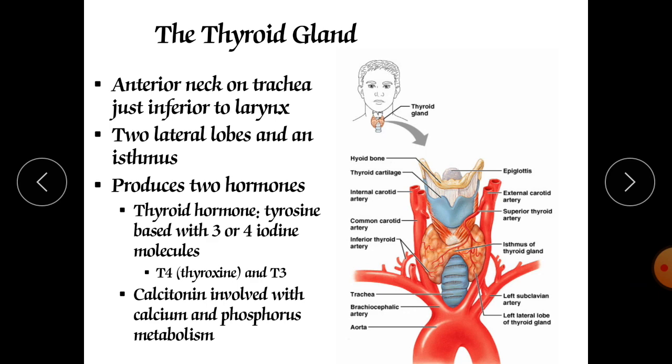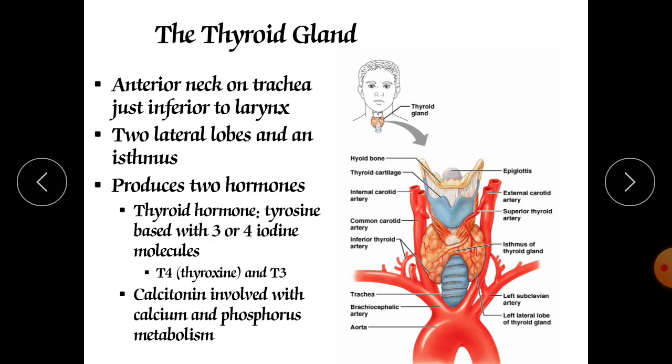The thyroid gland weighs about 30 grams, and it lies at the anterior neck, on the trachea, just inferior to the larynx. Here you can see its position. This thyroid gland has two lobes, right lobe and left lobe. Both lobes are connected with each other by the isthmus. There is also a third lobe, called the pyramidal lobe. About 50% of thyroid glands have this small third lobe.